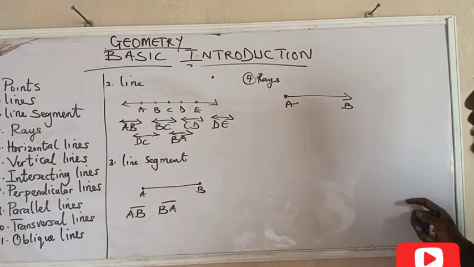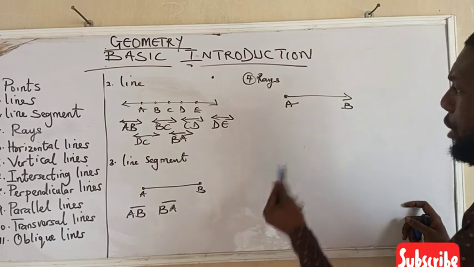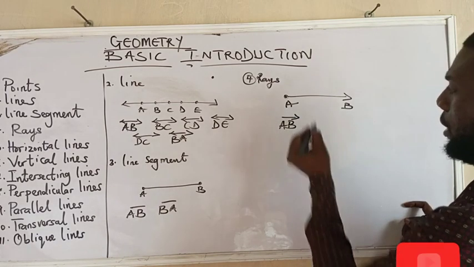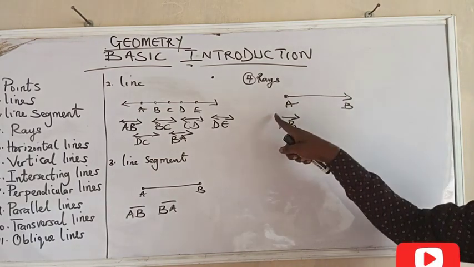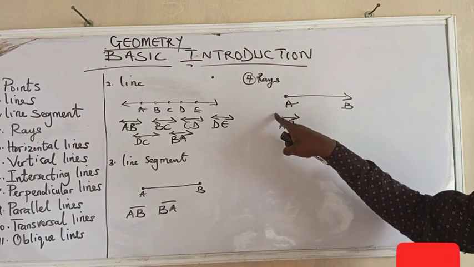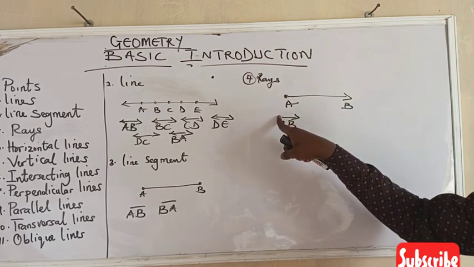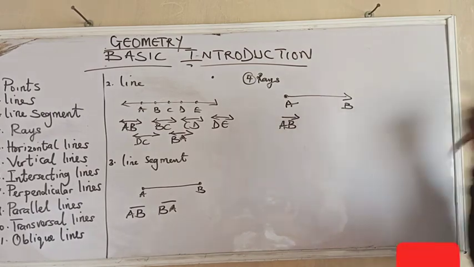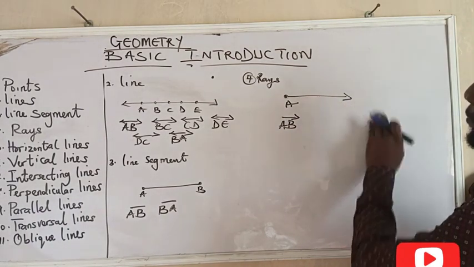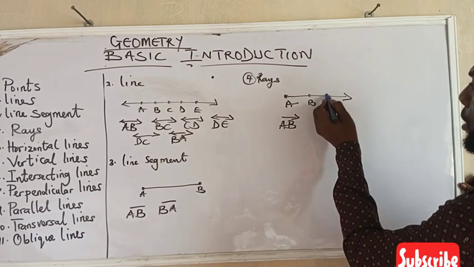And I can as well give it a name. Like for example, if I want to represent rays, I can say this is AB, and it can be denoted with this symbol. This symbol here tells us that it's starting from an endpoint and it goes on infinitely. So let's assume we have point A, B, C.